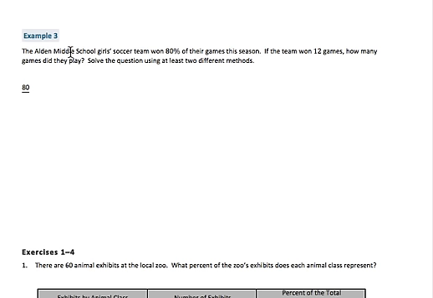In the first sentence, it told us that the girls' soccer team won 80% of their games this season. So if they only won 80% of their games, and that number was 12 games, the 12 would have to be the part, not all of the games. So we'll put the 12 in the numerator, the same as our 80 for the 80%, because 12 represents part, not the whole.